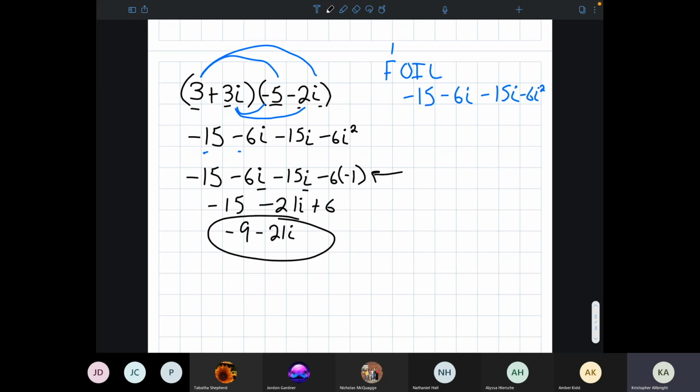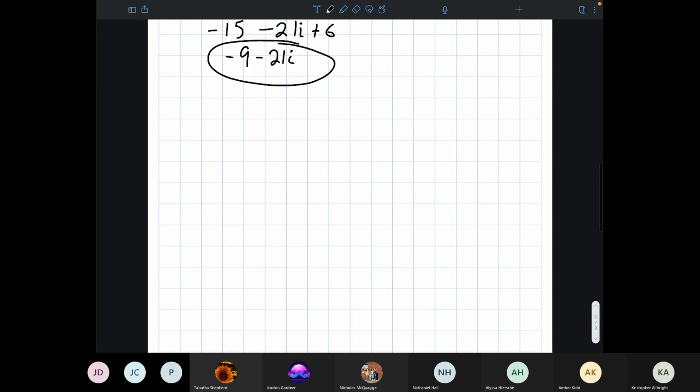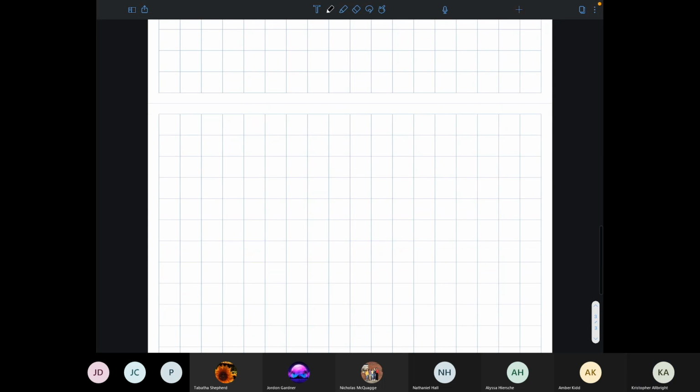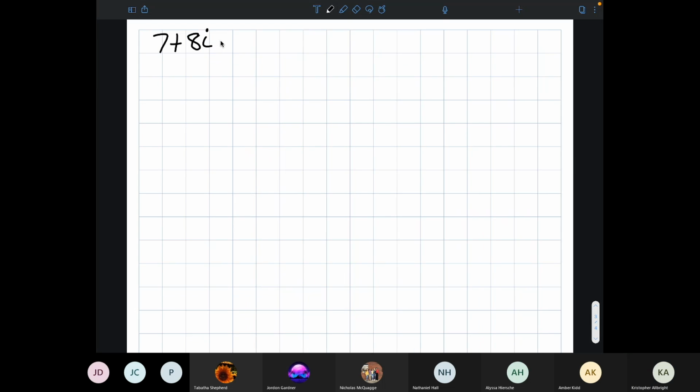Okay, so let's do number 2. So the answer is negative 21i, yes. So if we do number 2, we do 7 plus 8i minus negative 6 minus 7i. And this is an easier problem.